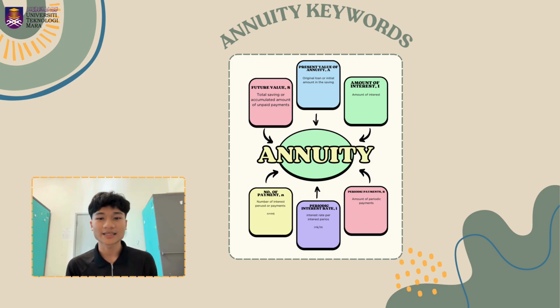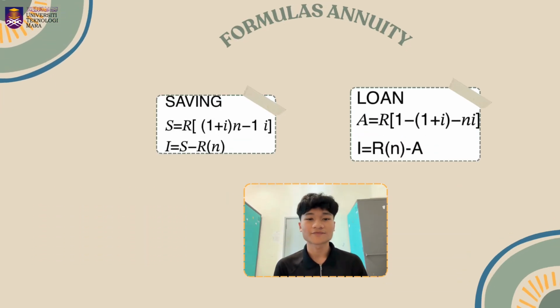So the formula to find n is n equal to m times t. After that, we have small i. It means interest rate per interest period. So the formula to find i is i equal to k divided by m. Last one, we have R. It means periodic payments. In the annuity, we have two formulas, which is for saving and for loan.